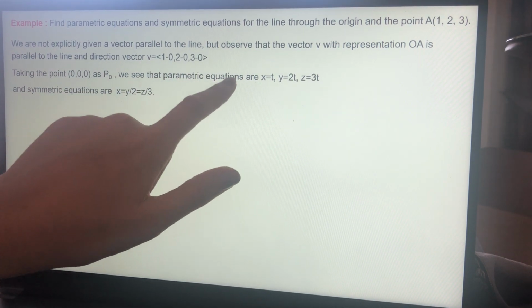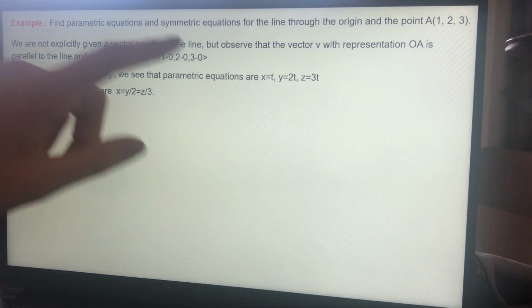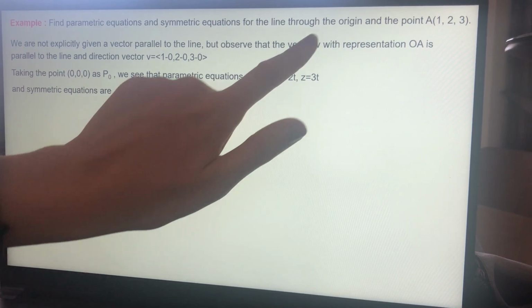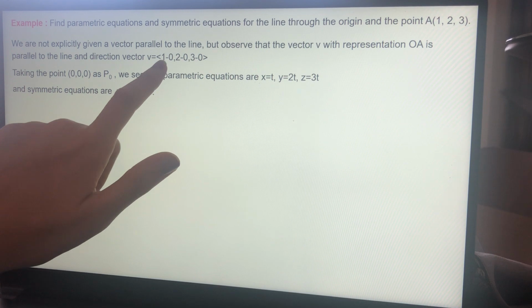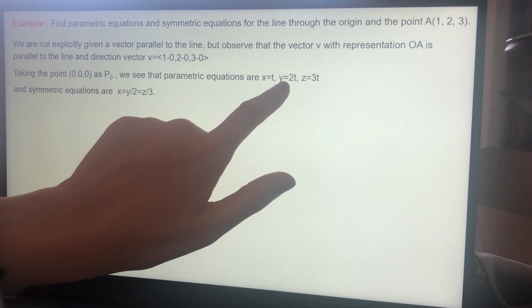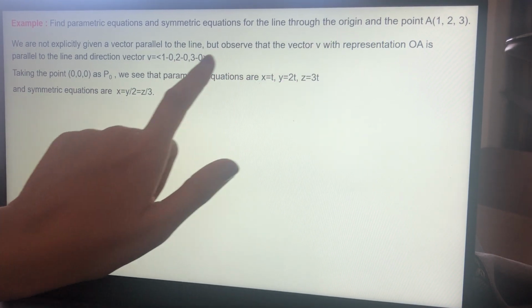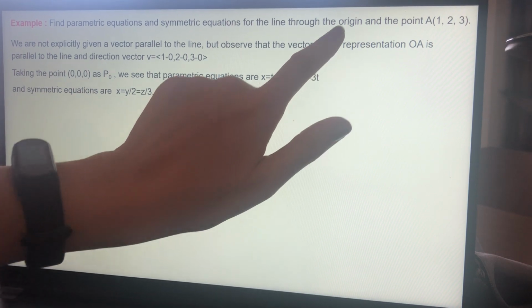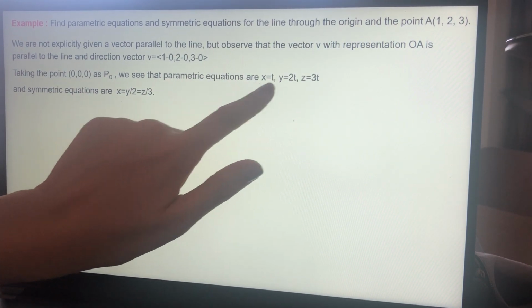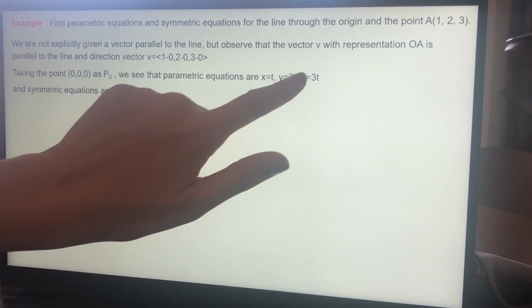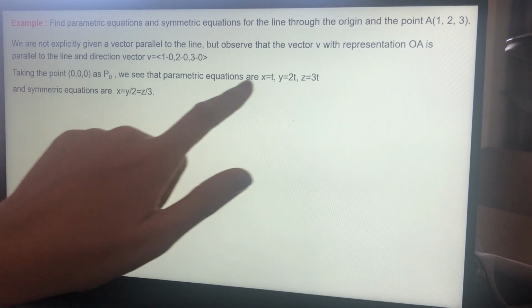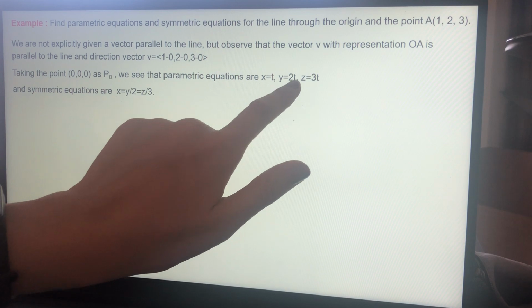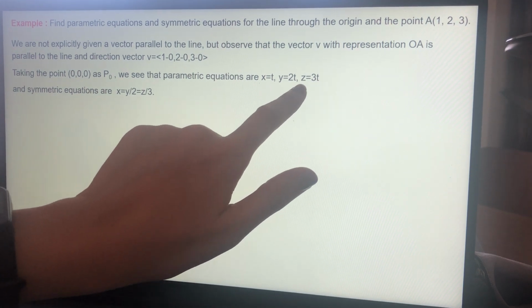If you do that, you can write the parametric equation x equals x0, which is 0, I get the origin, plus at, a is 1, 1 times t, t. Y, 0, 0, 2 times t, z, 0, 0, 3 times t. This is the parametric equation. And if you solve these equations for t, you can get the symmetric equation, which is x equals y over 2 equals z over 3.